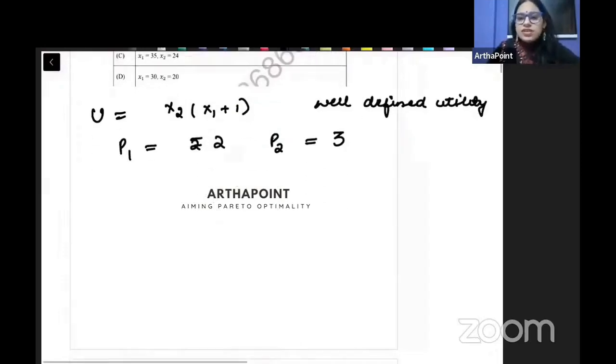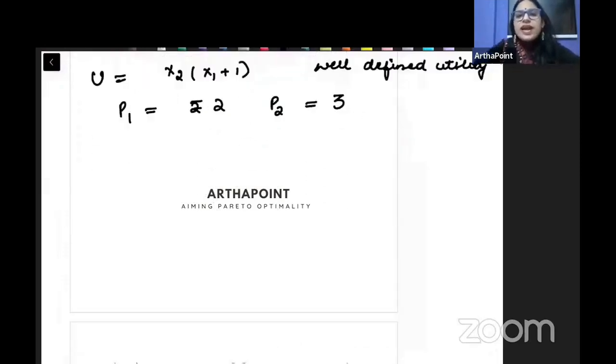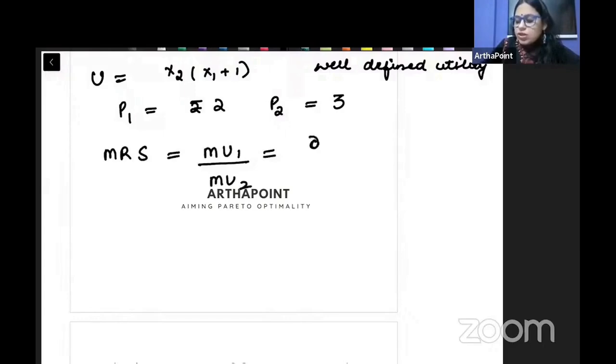How can we do this? Very simple. We will go ahead and find the MRS. We will equate it to the price ratio and we will get the answer. So let us go ahead and find its MRS. MRS can be written as MU1 by MU2. MU1 मतलब क्या? You need to differentiate the utility function with respect to good 1. And MU2 मतलब क्या? You need to differentiate the utility function with respect to good 2.